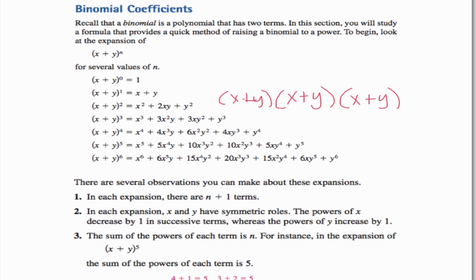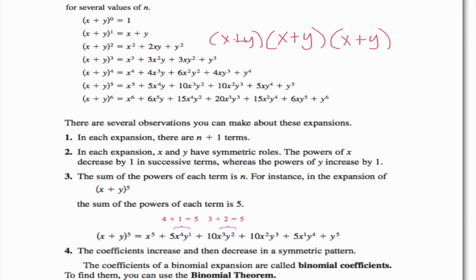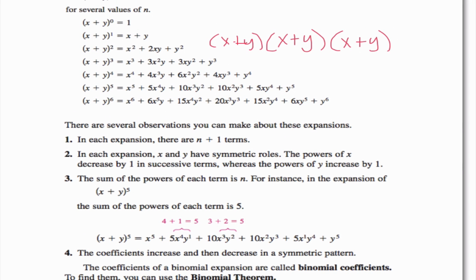and 6th. The other thing I want to point out is the sum of the powers in each term is n. Okay, so I think this is best illustrated using the quantity x plus y to the 6th power. Okay, if we look at some of these terms here, I have x to the 4th y squared, so if I add 4 and 2 together, we get 6. 5 plus 1 is 6, 3 plus 3 is 6, and 6 is the n value.